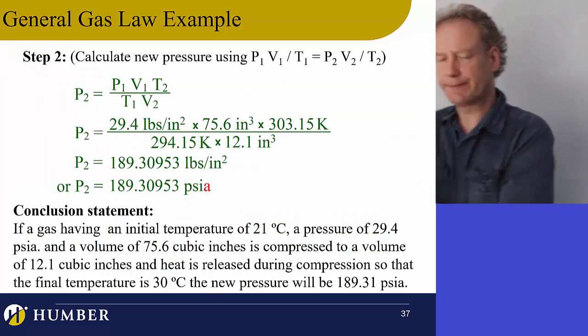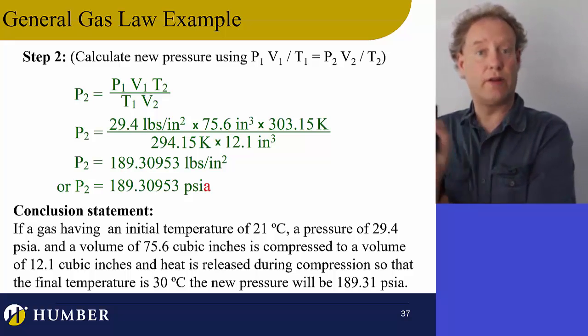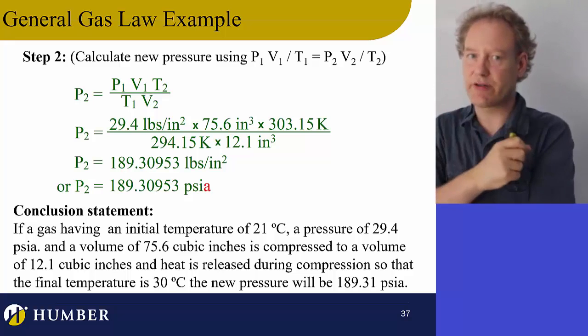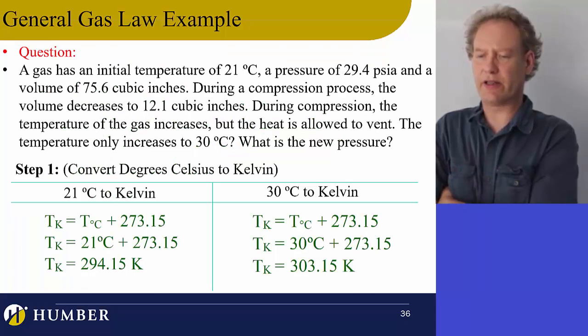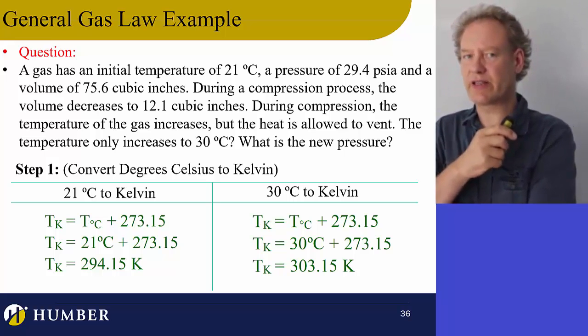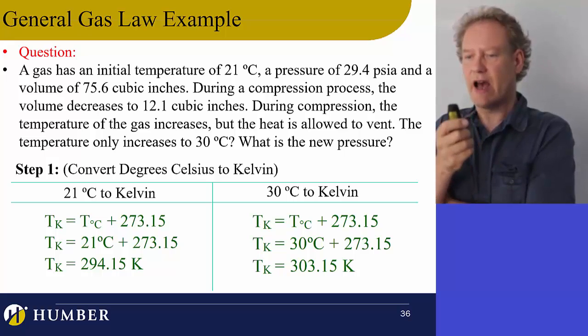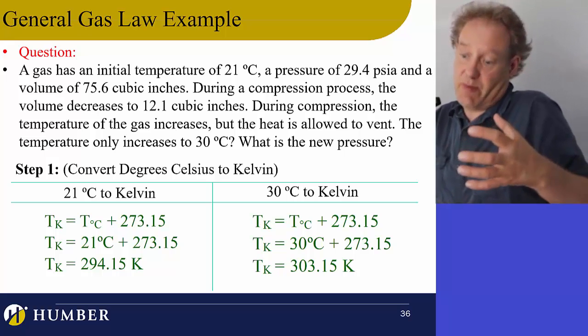Now, we'll take a look at this. Take our general gas law, and we're going to solve for the unknown. So on the left-hand side, we're solving for P2 because that's what we're after. We want to know what the final pressure is. Now, if we take a look at this, we're starting with 29.4 psi, and we're decreasing the volume actually by 6 times. 12.1 goes into 75.6 6 times. So we're decreasing the volume by 6 times.